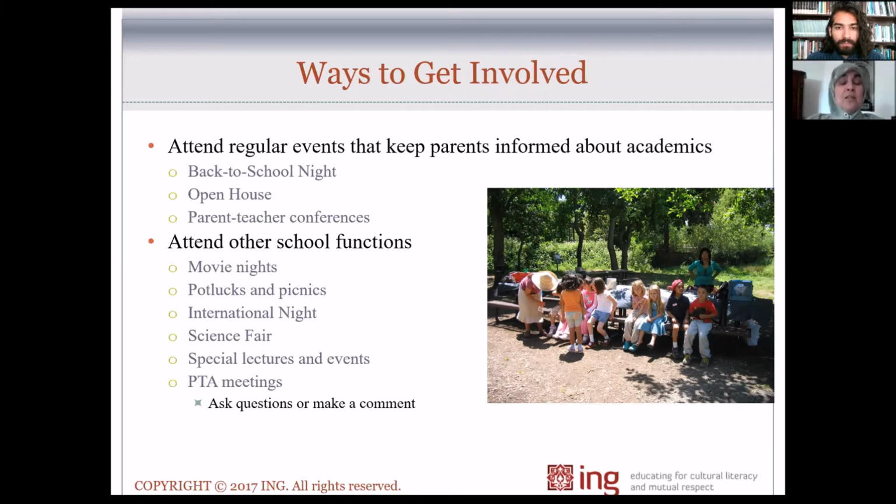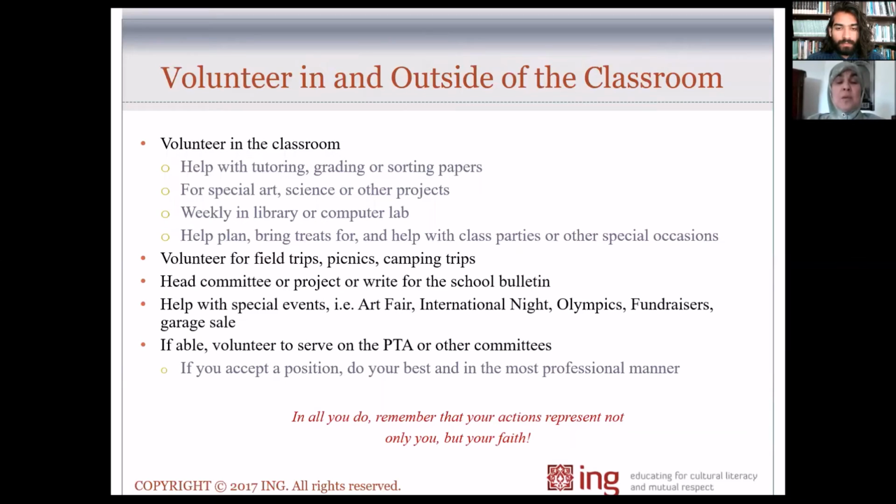They generally at school have PTA meetings on a monthly basis, and attending those, again, is a great opportunity to get involved and to contribute. If you do attend a lecture or a meeting, make a point to ask a good question or make a comment, because that will really stick with people after the event is over. And there are many opportunities, particularly in elementary school, less so in middle and high school, to volunteer both in and outside of the classroom.